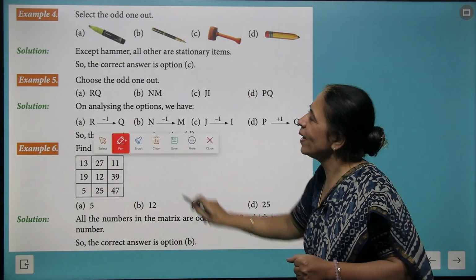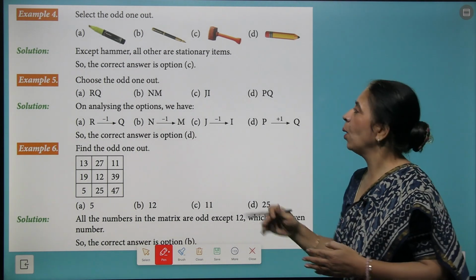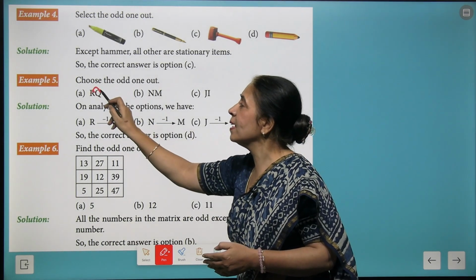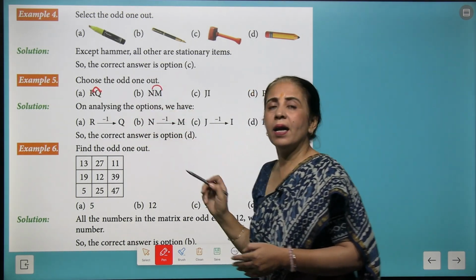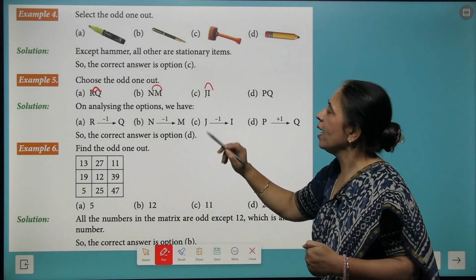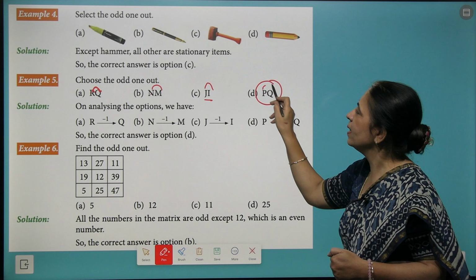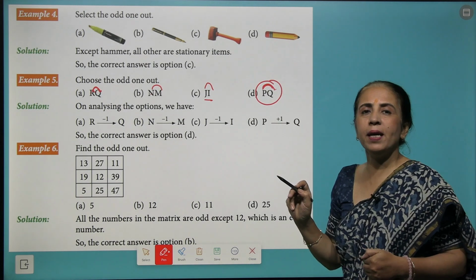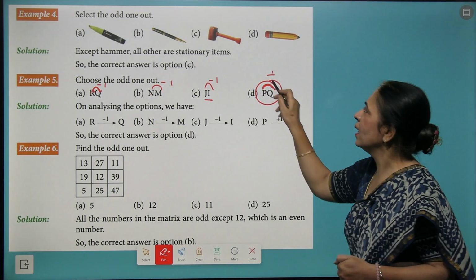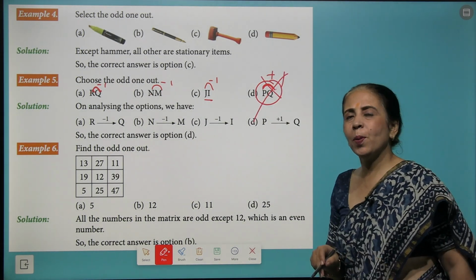And next question, we have the relation of some alphabets. Let's see how they are related. QR, that means a predecessor. MN, again the predecessor of N comes after M. IJ, again a predecessor. But do you find that it is PQ? That means every time it is -1, but here it is +1. So this one is the odd one out.